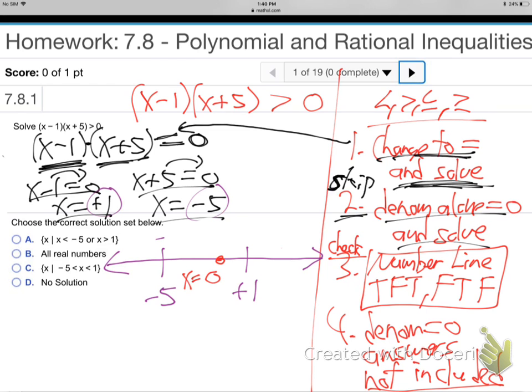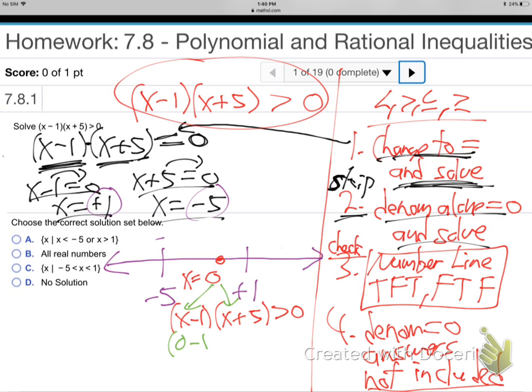So at x equals 0, if I go back to the original, x minus 1 times x plus 5 is greater than 0. If I go back there and I put in 0 there, and I put in 0 there, what do I get? 0 minus 1, 0 times 0 plus 5 is greater than 0. That's negative 1 times 5 greater than 0. You guys with me? So that's negative 5 greater than 0.